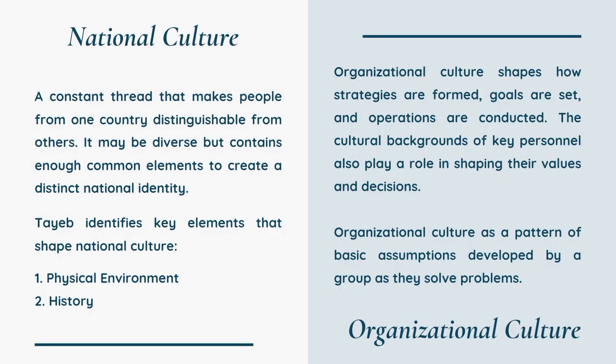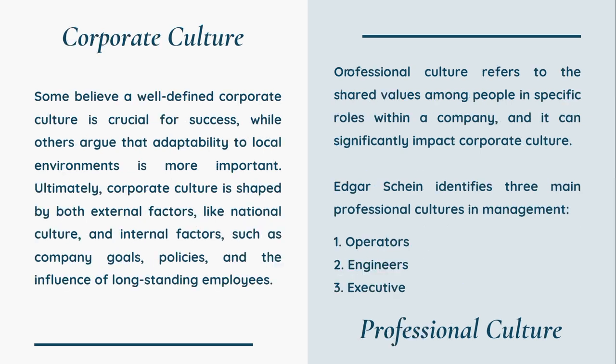Edgar Schein highlights the powerful influence of culture on both individual and collective behavior within organizations. He explains that organizational culture shapes how strategies are formed, goals are set, and operations are conducted. The cultural backgrounds of key personnel also play a role in shaping their values and decisions. Schein defines organizational culture as a pattern of basic assumptions developed by a group as they solve problems. These assumptions become accepted as valid and are taught to new members as the correct way to think, feel, and act in the organization. Next is corporate culture.